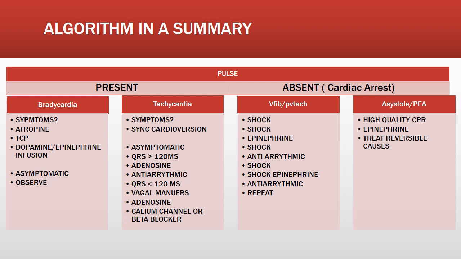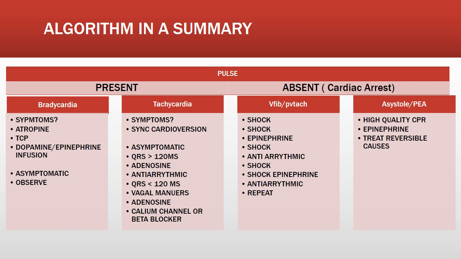Next is cardiac arrest. Cardiac arrest is absent pulse. If the patient has no pulse, then the patient is in cardiac arrest. There are two types of cardiac arrest. One is shockable rhythm, and the other is non-shockable rhythm. In shockable rhythm, you have ventricular fibrillation and pulseless ventricular tachycardia. And in non-shockable rhythms, you have asystole and pulseless electrical activity.